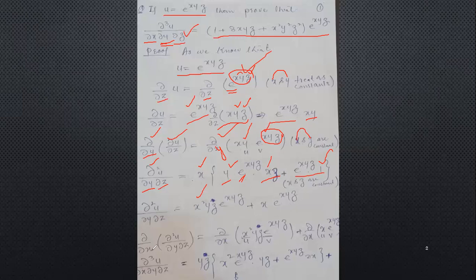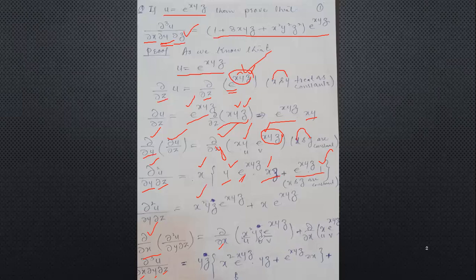Now we take derivation with respect to x. So derivation with respect to x, we multiply with the left hand side as well as the right hand side. In the left hand side, we get partial cube of u with respect to z, with respect to y, and with respect to x. But in the right side, we have two terms.